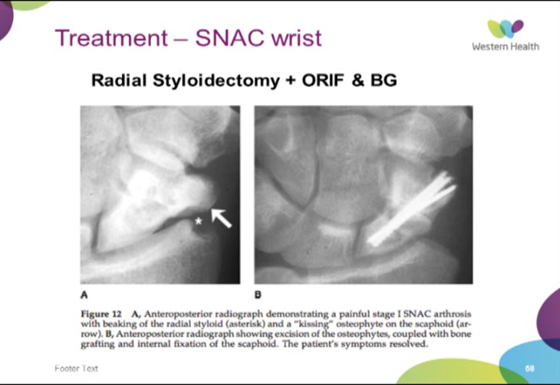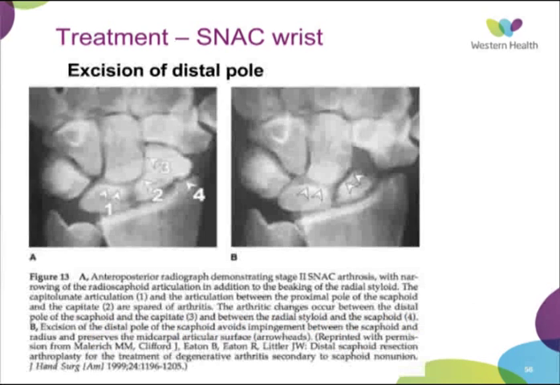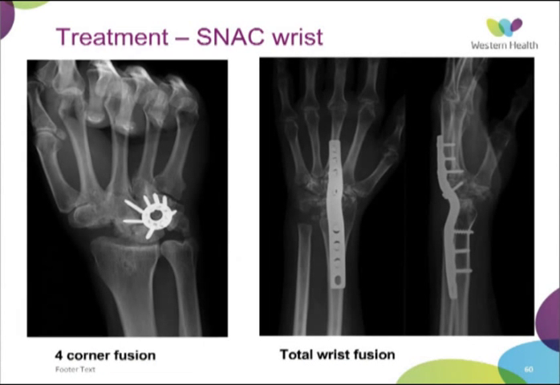Here in stage 1 SNAC, they've done a radial styloidectomy. They've done an ORIF of the scaphoid with the insertion of bone graft. You can also excise the proximal or distal pole of the scaphoid. In this case here, in stage 2 SNAC, they've excised the distal pole. And in this diagram here, just showing a 4-corner fusion versus total wrist fusion. Again, what treatment option we use depends on the actual patient and how much of the carpus is involved.